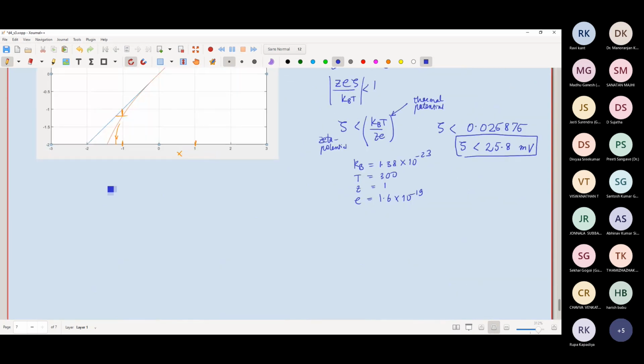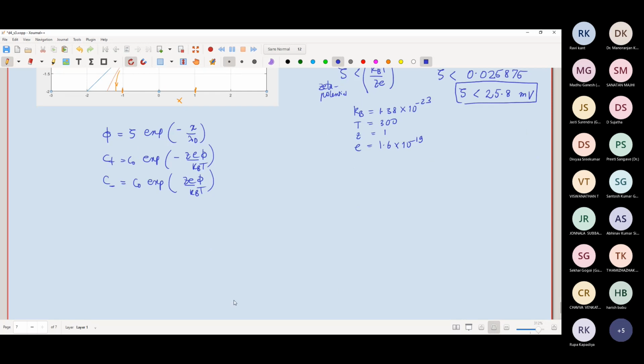So let us write down the solution. Phi is equal to zeta exponential of minus x over lambda d, c plus equal to c naught exponential of minus z e phi over kT, c minus equal to c naught exponential of z e phi over kT. Let me just quickly plot them in MATLAB to show you.